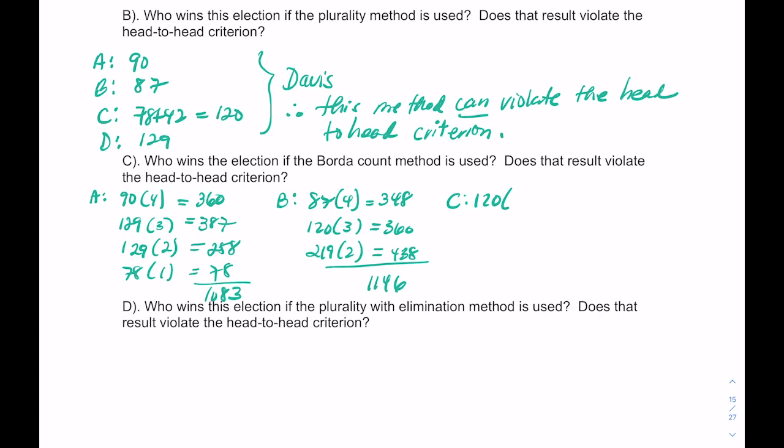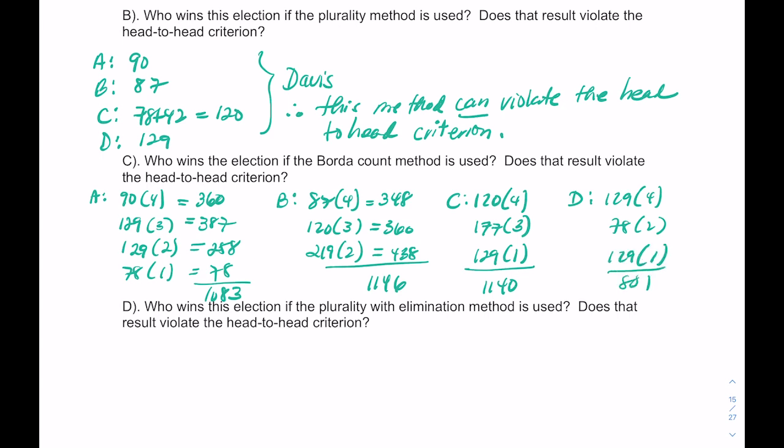Okay, for C, it's 120 first place votes, 177 second place votes. There's no third place votes, and 129 last place or fourth place votes. And when we add that, we get 1,140. And then D is 129 times 4, 78 times 2. There were no second place votes. There's 78 third place votes. And then 129 first place votes. And we get 801.